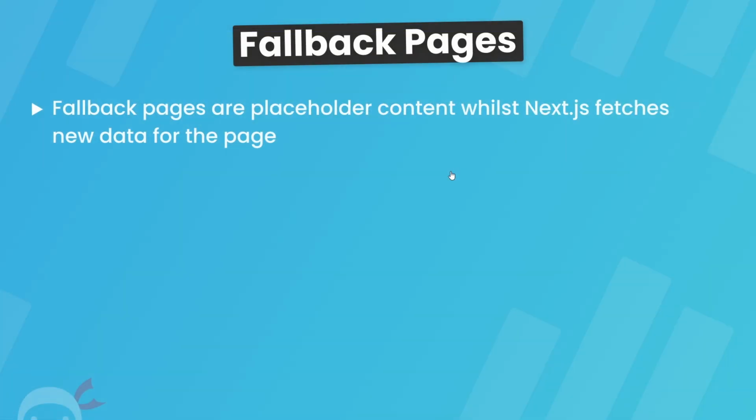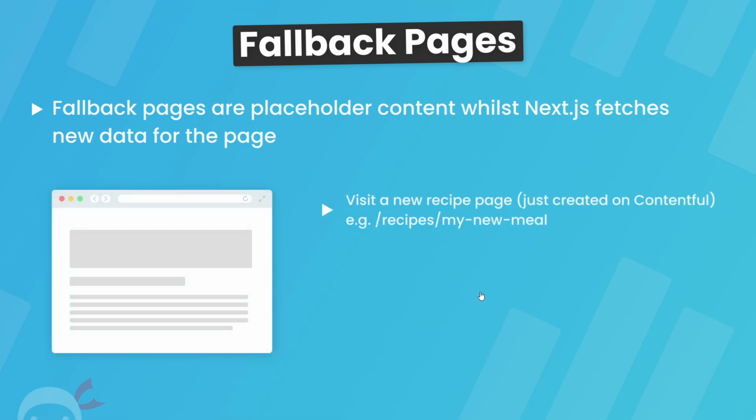So fallback pages are basically placeholder content whilst Next.js fetches new data for the page. So say, for example, we visit a new recipe page that we just created on Contentful, for example, /recipes/my-new-meal. Now, to begin with, we don't have that page built. So instead, we should get a fallback page, not a 404 page, a fallback page, which could be some kind of skeleton component or layout like this.